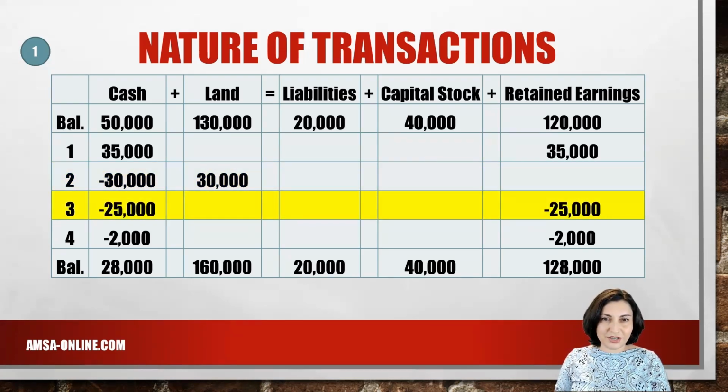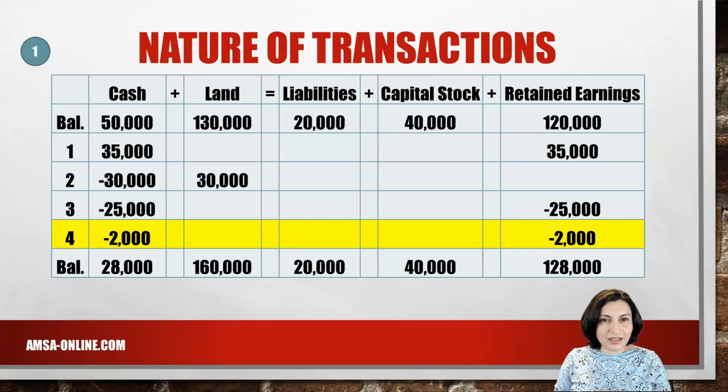In the third transaction, both cash and retained earnings decreased by $25,000. Since we know that each increase and decrease in stockholders' equity, except transaction number 4, affects net income, we conclude that a decrease in retained earnings means expenses were incurred. A simultaneous decrease in cash implies that the company has paid expenses amounting to $25,000.